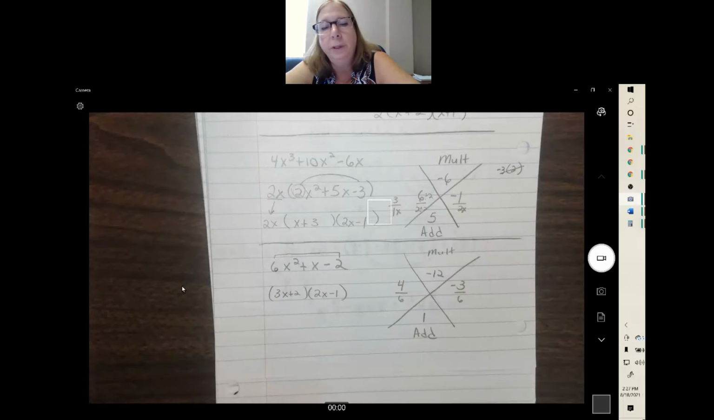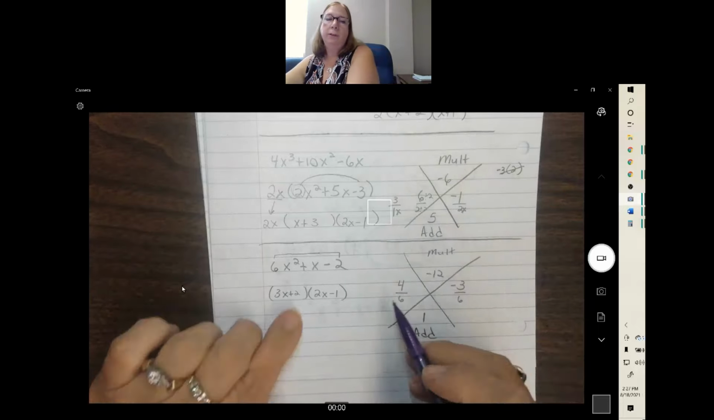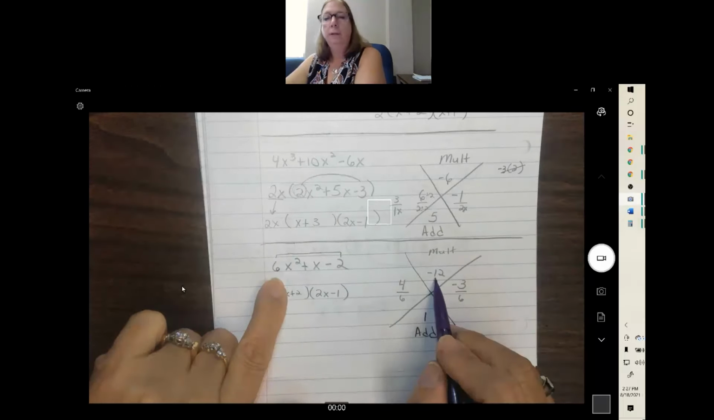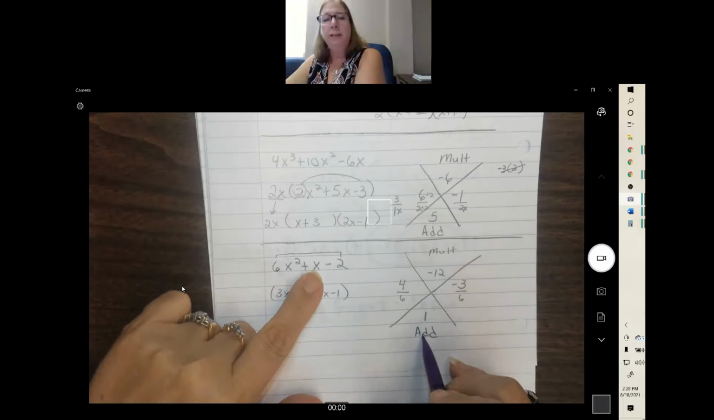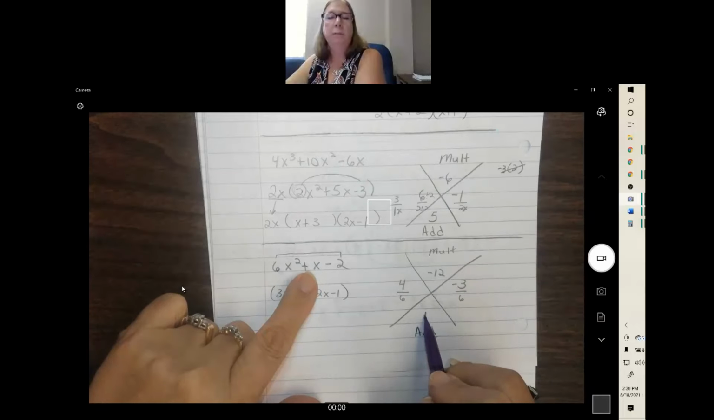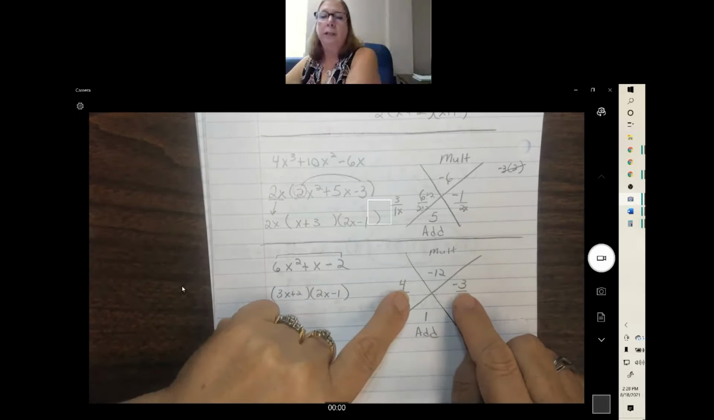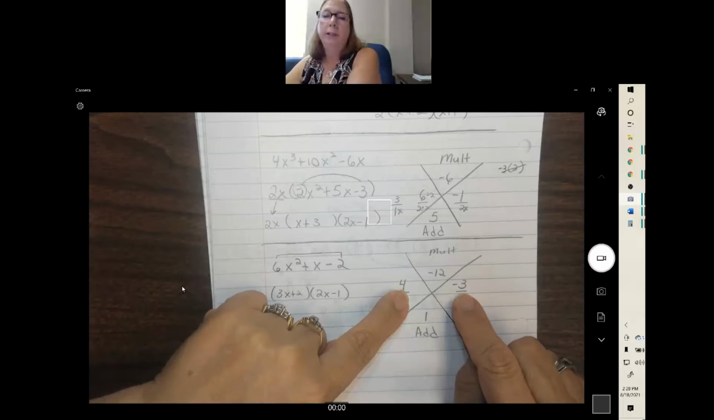Are you getting 3x plus 2 and 2x minus 1? First thing I did was take the 6 and the negative 2 and get a negative 12. So I need numbers that multiply to get negative 12, and then add to get my middle term, which is a 1. Remember, when there's no number, it's a 1. So I chose 4 and negative 3, because when you multiply them, you get negative 12, and when you combine them, 4 minus 3 is a positive 1.